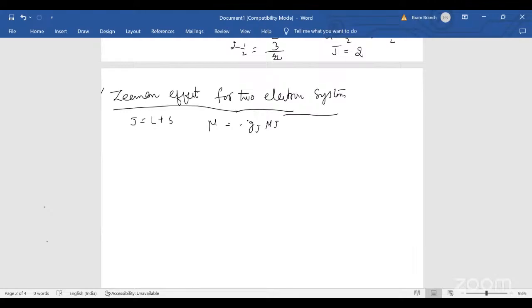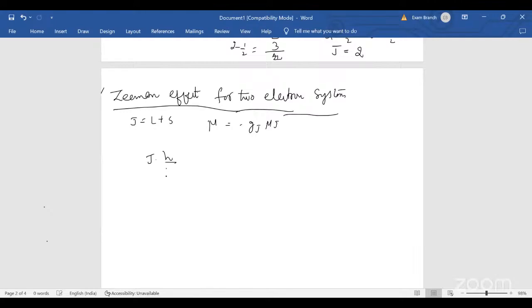Here we'll calculate the g value for a two electron system. If you take a weak magnetic field, the atoms are quantized along the field B. Here H is written, and B we can also take. The projection of the angular momentum is given by J into h by 2 pi.